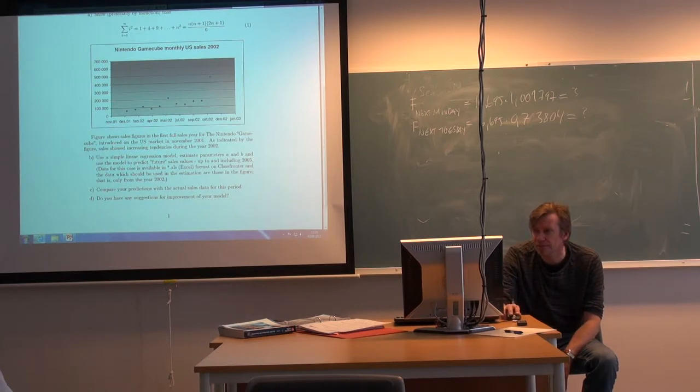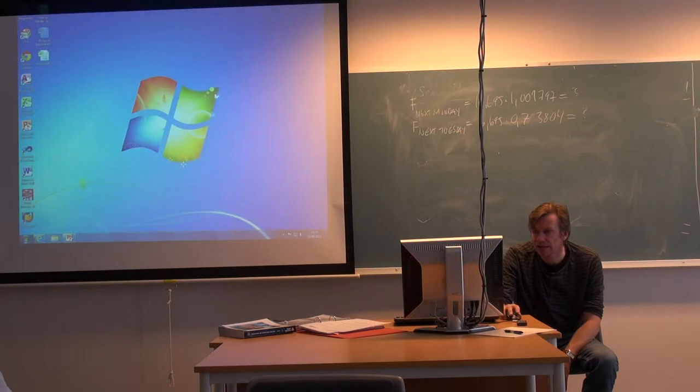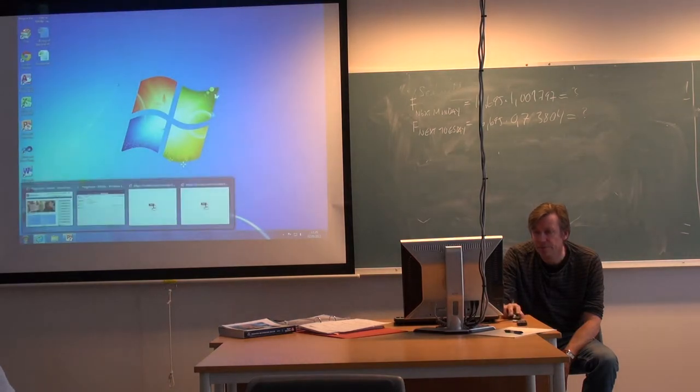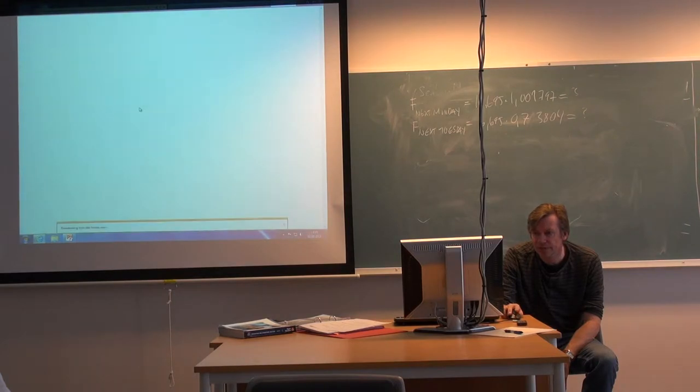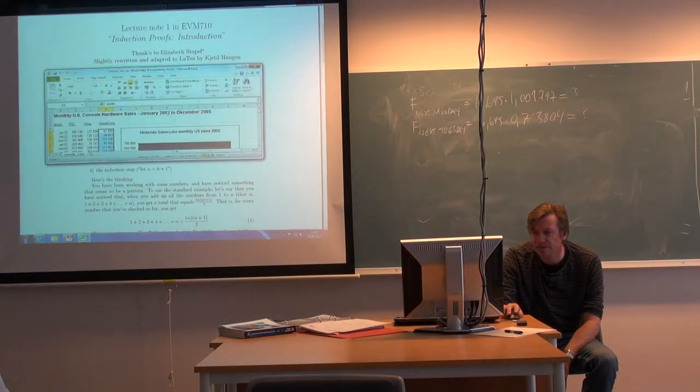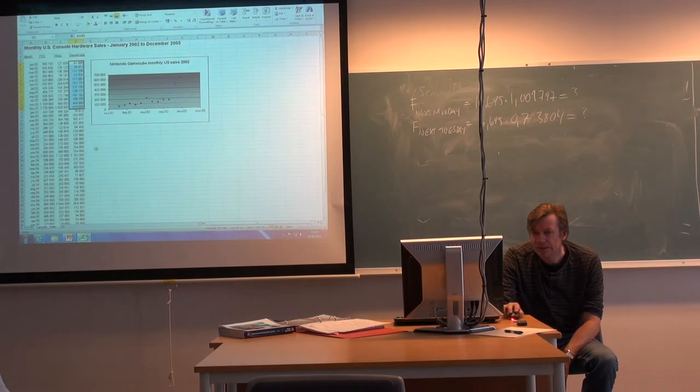And you need some data to do this, and the data is available here, okay? This is an Excel file, and it contains data for three consoles. As you can see, you have the PlayStation 2 here, and the Xbox, and the GameCube. None of these are sold these days, but these are old.